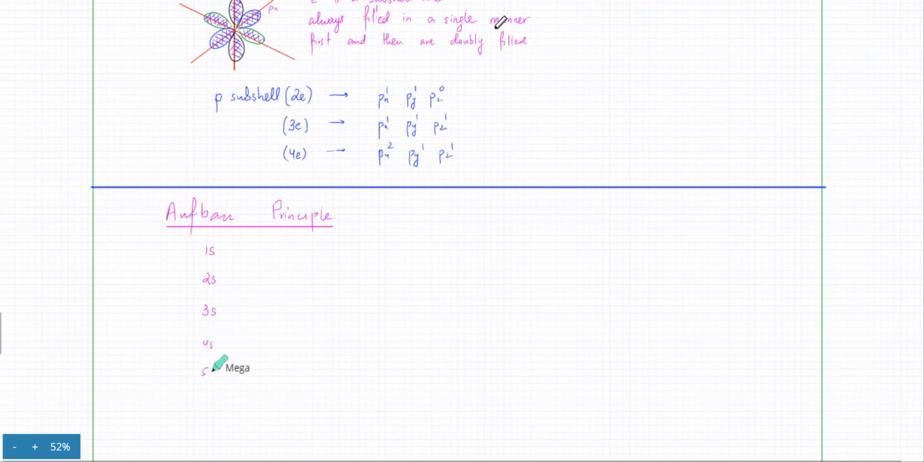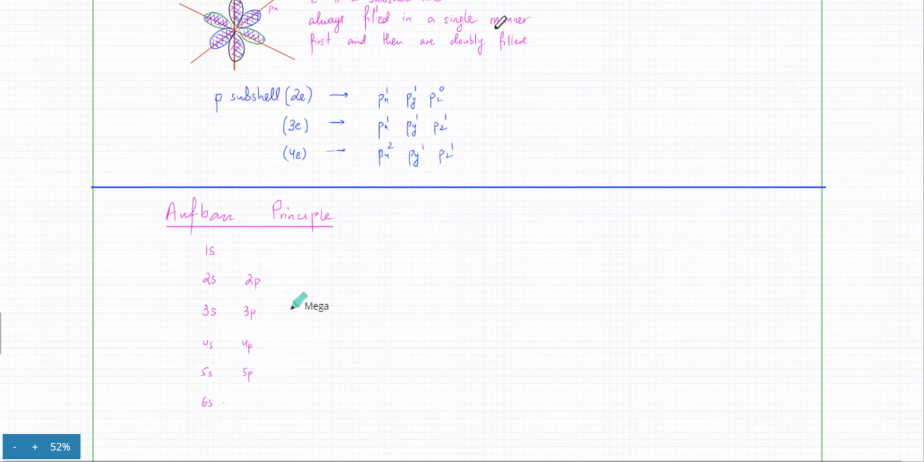4s, 5s, and let's write 6s. And right next to it, it would be 2p. There's not going to be any 1p. So 4p, 4d, sorry, this would be 5p.